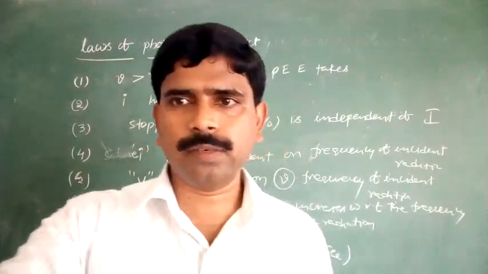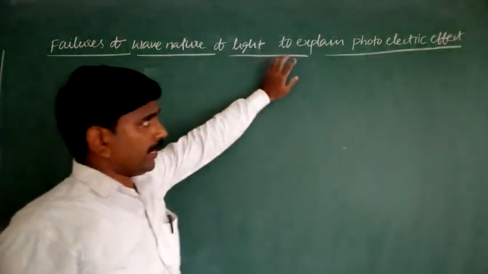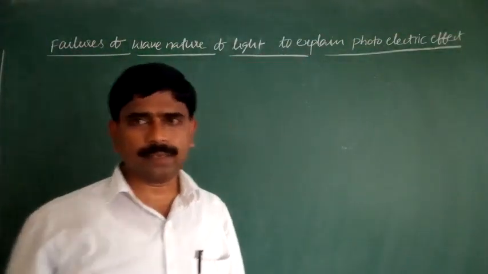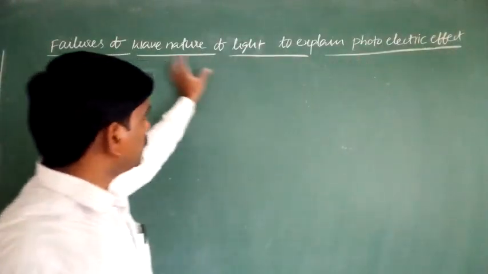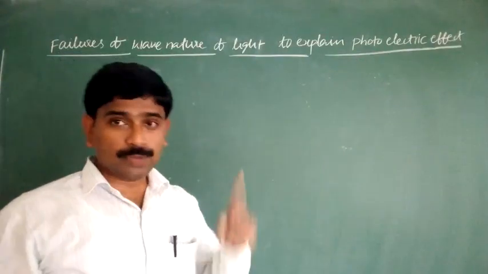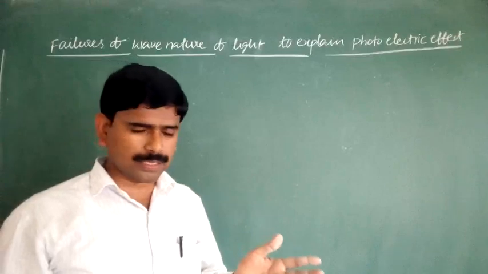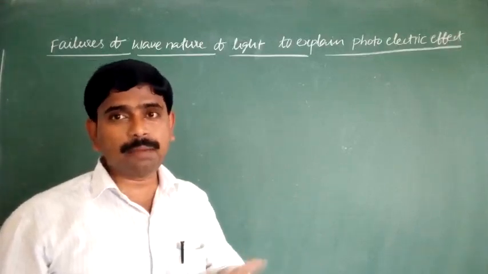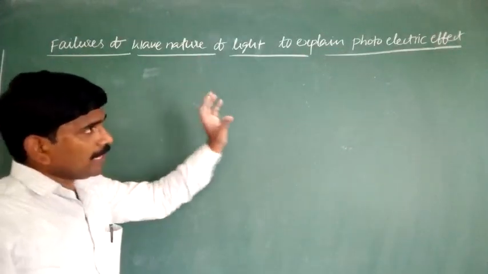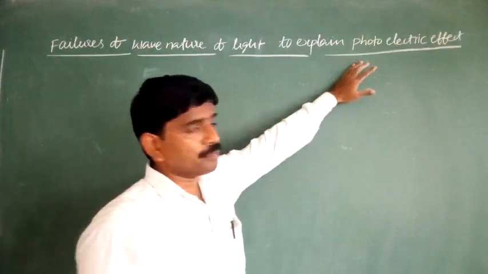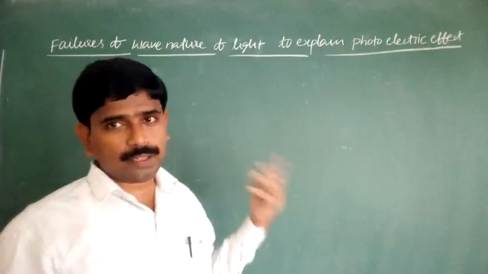Next is the failures of the wave nature of light to explain the photoelectric effect. What are the failures when we use the wave nature of light to explain the photoelectric effect? Actually, we are discussing the dual nature of radiation and matter. Radiation means light only. To explain the photoelectric effect, the wave nature of light fails. What are those failures?